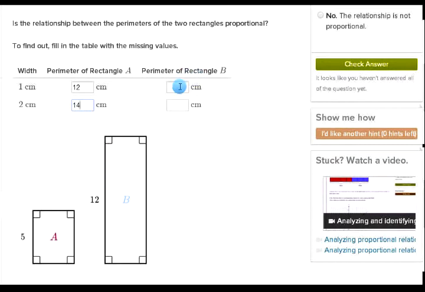Now let's look at rectangle B. Perimeter of rectangle B if the width is 1. 12, 1, 12, 1. 12 plus 12 is 24, 25, 26. Width of 2, 12, 2, 12, 2. 12 plus 12 is 24, 25, 26, 27, 28.